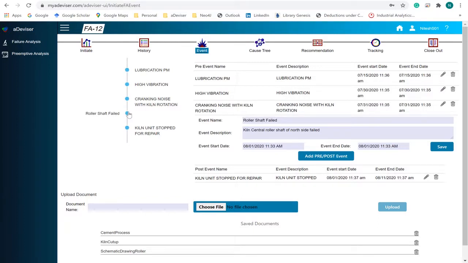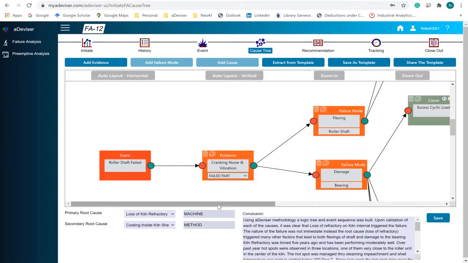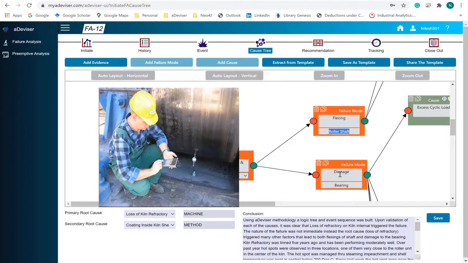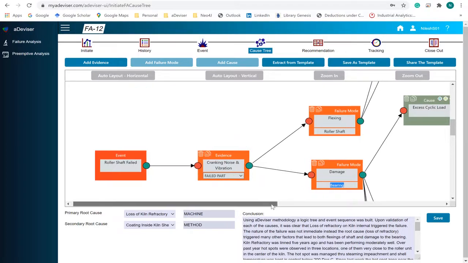The unit was shut down and handed over to maintenance. The unit disassembly shows complete damage to the bearings and flexing of shaft. We started with the standard bearing and shaft failure template out of A Divisor software suite and checked for verifiable outcome for all the 29 primary causes for the two failure modes.